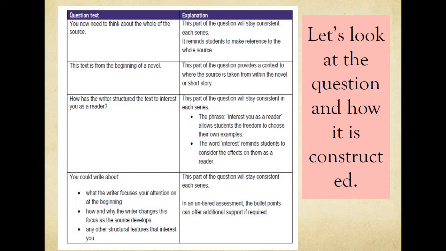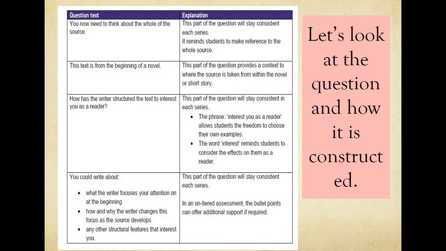They put that in there to remind you that you have to talk about the extract in its entirety. Okay, so you link back for analysis to the impact on the overall source, not just on that one paragraph. Now, the text is from the beginning of a novel. This part of the question provides a context to where the source is taken from within the novel or short story. Okay, so that's minimal. It's not that much we need, but as long as it tells us it's from the beginning, that's something we can address. The fact that we're being introduced to these things because we know it's at the beginning of the novel or short story.